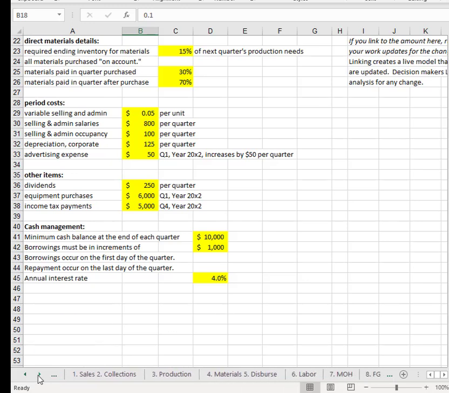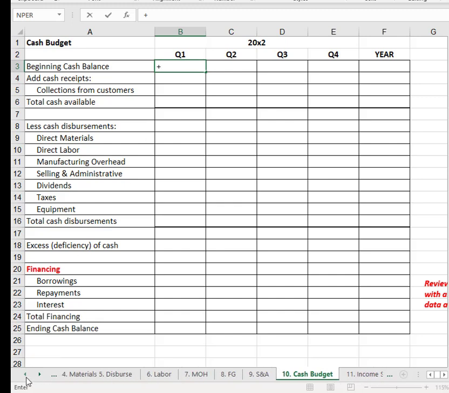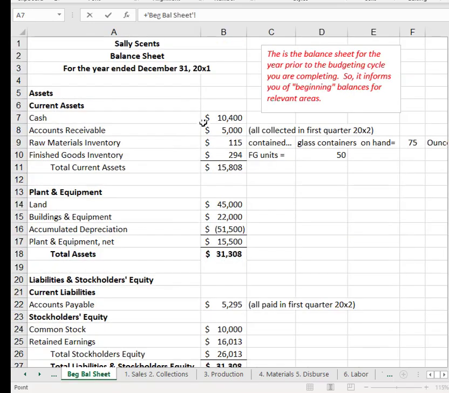All right, so let's remember now we're not going to type in any amounts. We're going to link to all of our work because that's linked to the original assumptions. And if the client changes an assumption, we want the cash budget to update. All right, beginning cash, where would that be? That's going to be on your beginning balance sheet. What was cash at the beginning of the year? Let's go see. Cash is that number right there, and then hit enter.